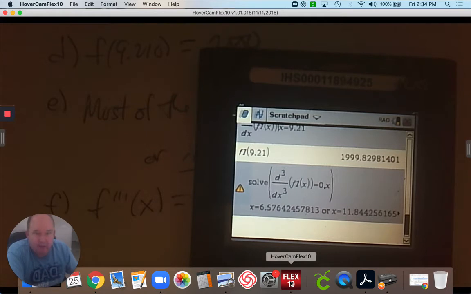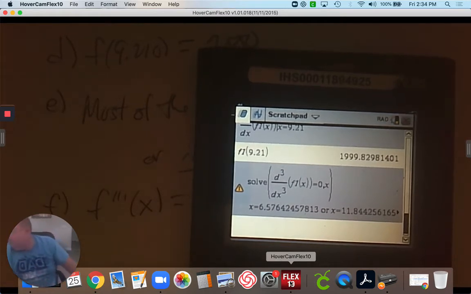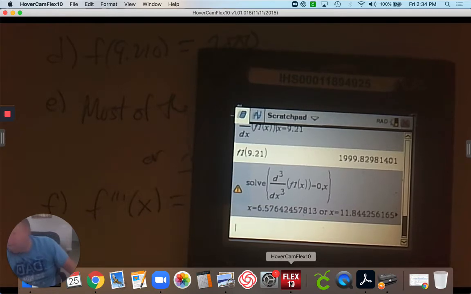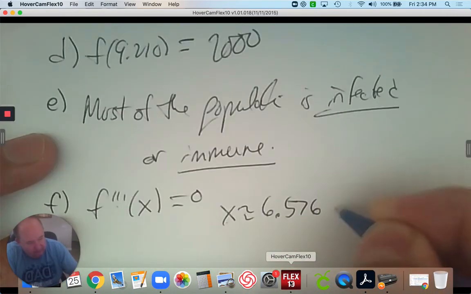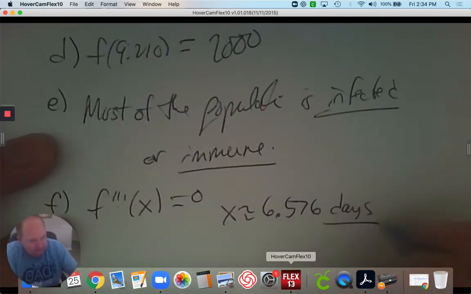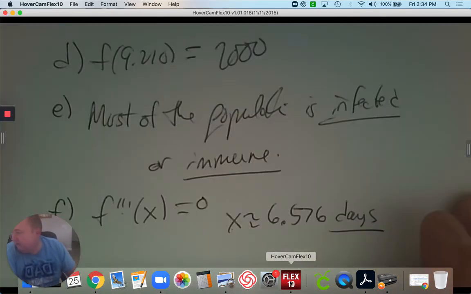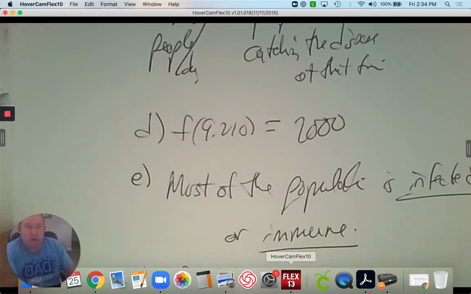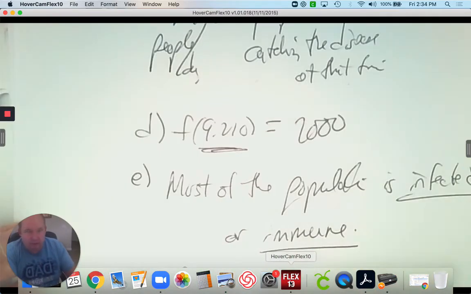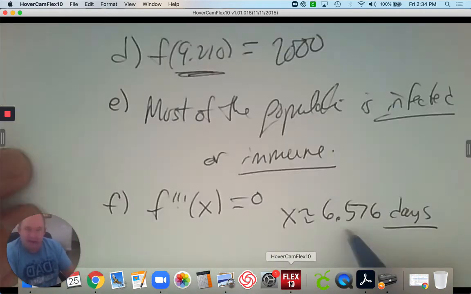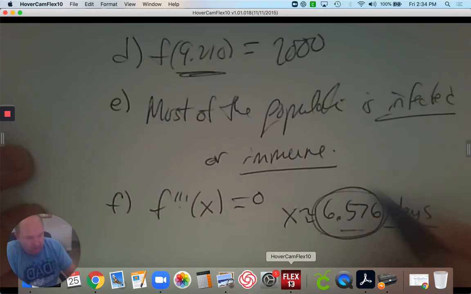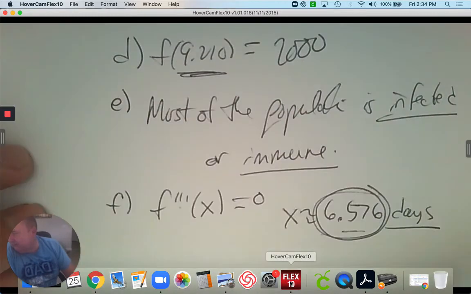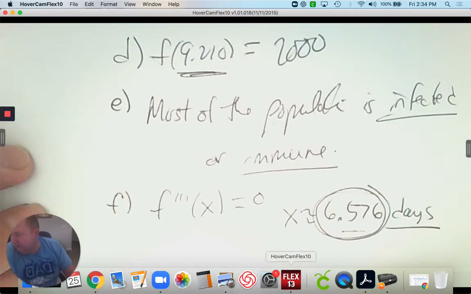And the negative, well, there's 6.5 or 11.844. And it says there's a warning there. So it's really the first one. 6.576 days in. So it says, when is it increasing the fastest? We already know at 9.210 in terms of that being that. So it's going to be as it's getting there, right? It's not going to be at 11, which is already then, it's already flattened out by then. So what we're looking for is right here. So what do we know about that? That's when the fastest increase of rate of spread occurs. The third derivative.